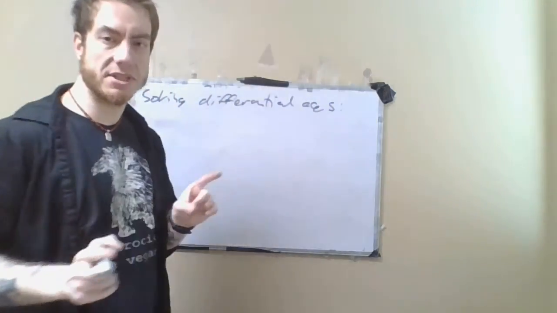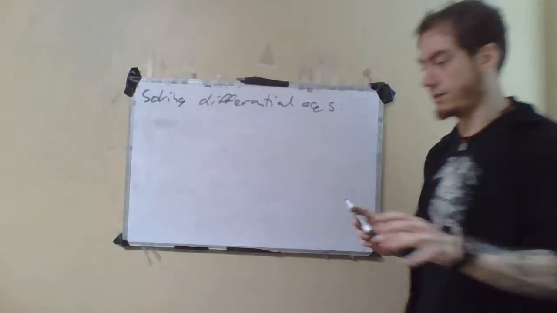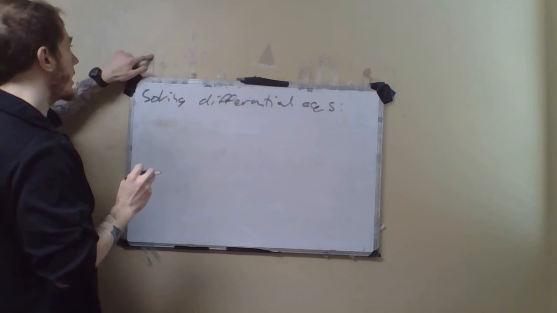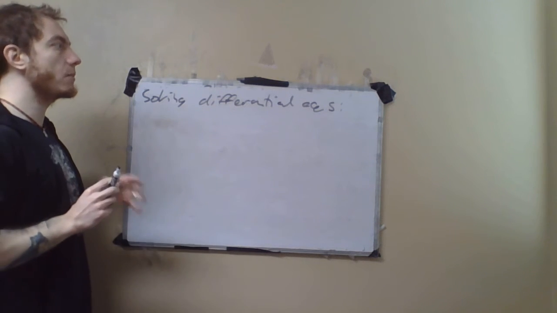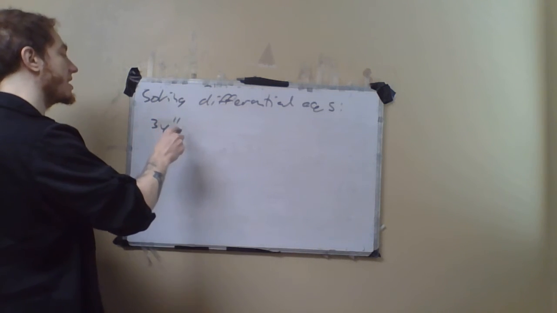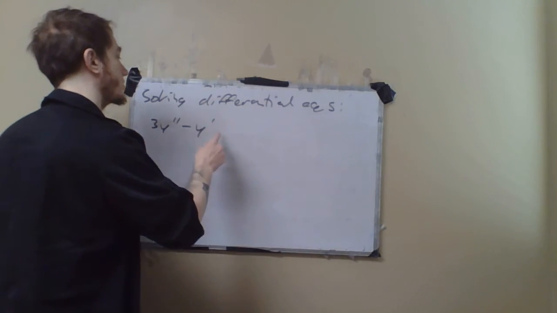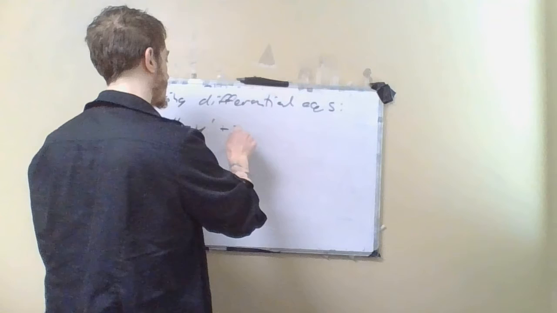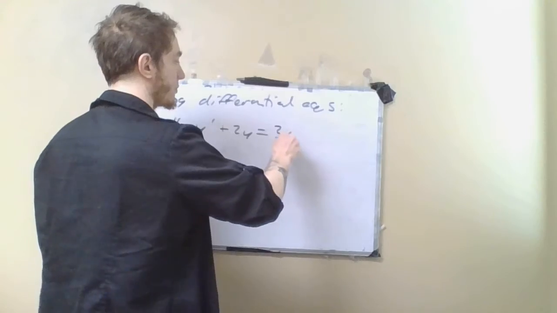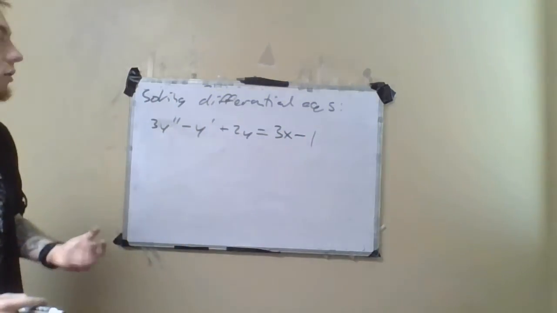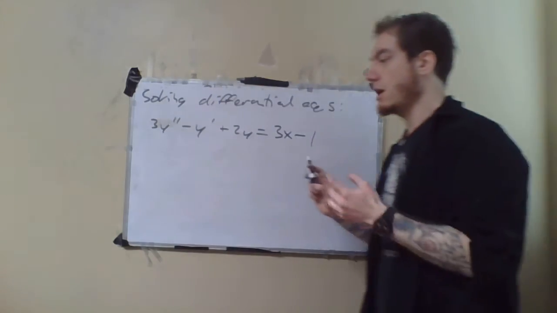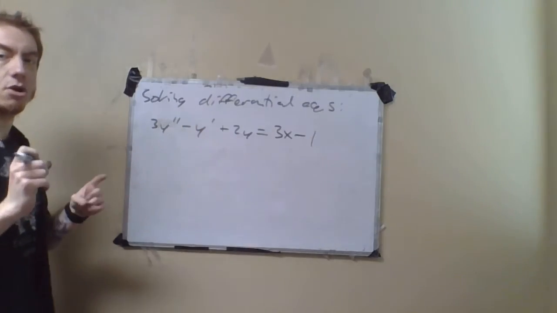I'm not going to say a lot about this because we haven't talked much about differential equations in this class, but a differential equation is something where we have an unknown function and we have some conditions on the function and its derivatives. Like I might have something like 3 times the second derivative minus the first derivative plus 2 times the function is equal to 3x minus 1, or something like this. Now, in general, there are ways of solving these and coming up with closed form expressions as they're known.